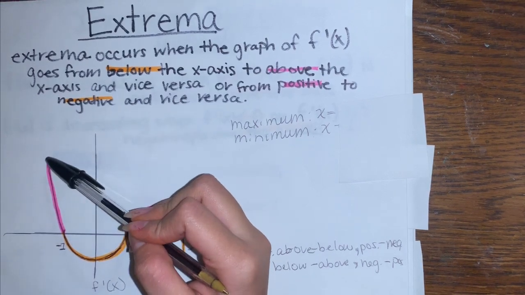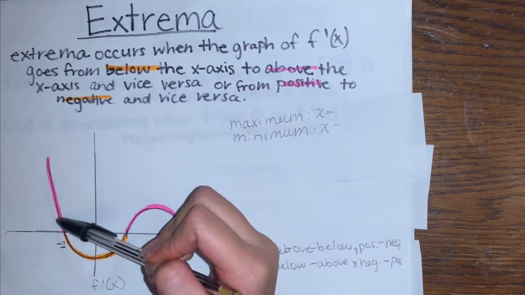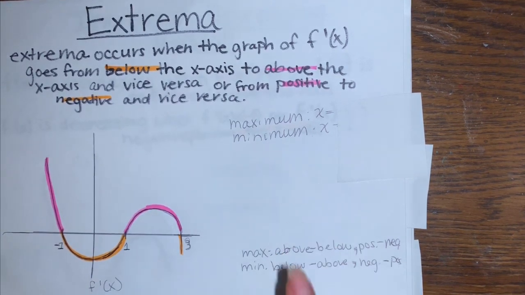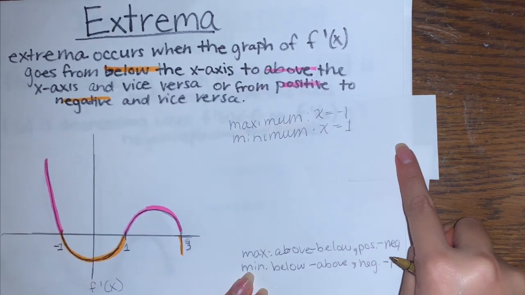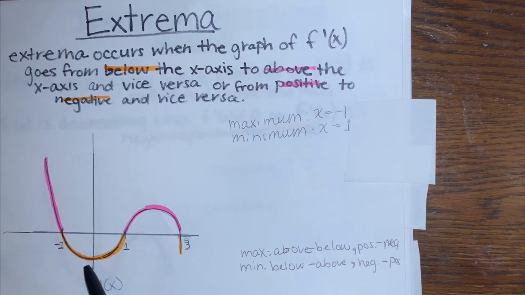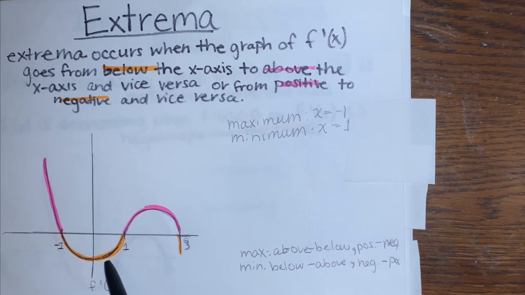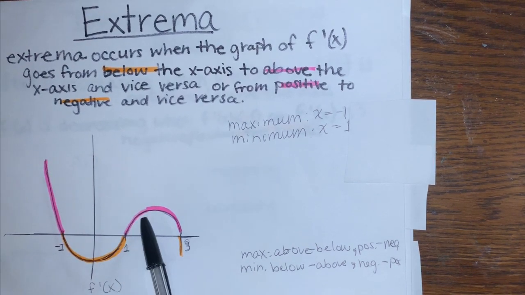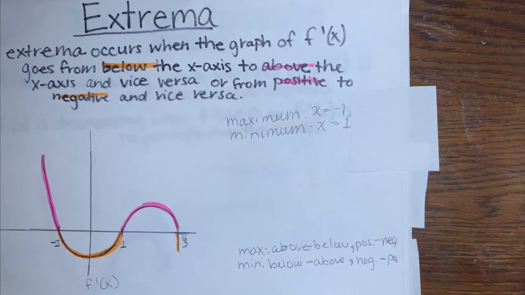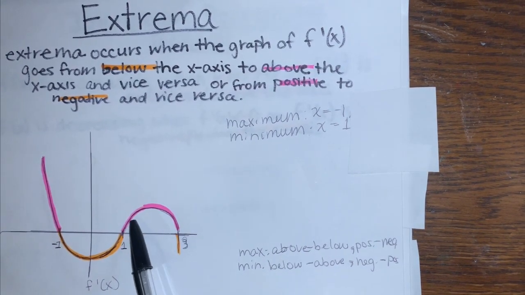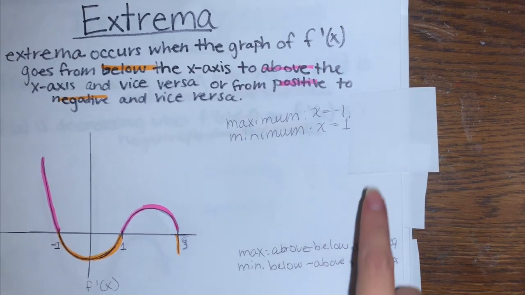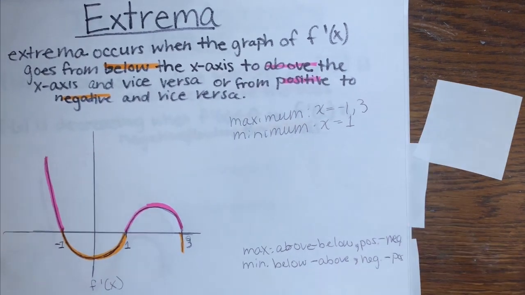So here we'll see that f prime of x is above the x-axis and then changes to below the x-axis at -1, which means we have a maximum occurring at x is equal to -1. Continuing on, we see that f prime of x goes from below the x-axis to above the x-axis at 1, which means we have a minimum occurring at that point. And lastly, right here it goes from positive to negative, which means we have another maximum occurring at that point.